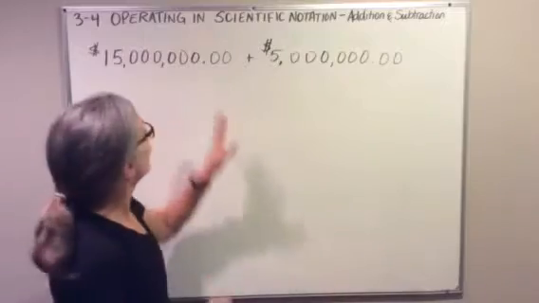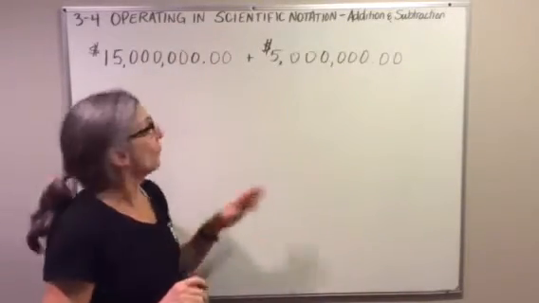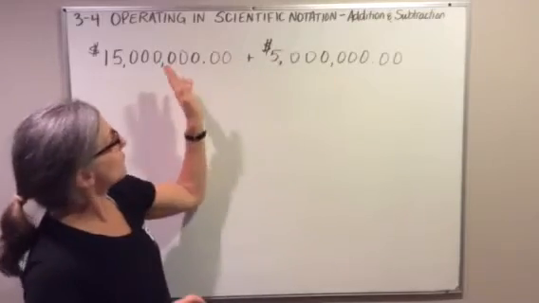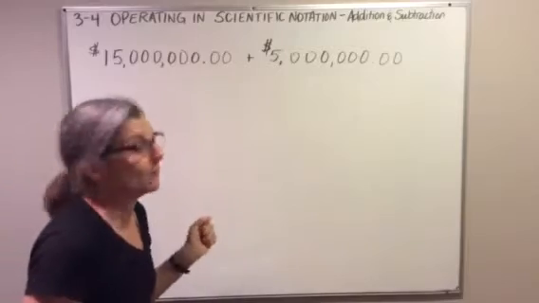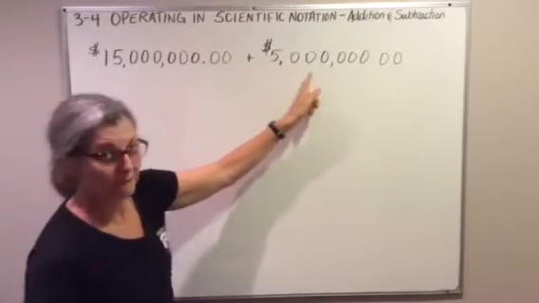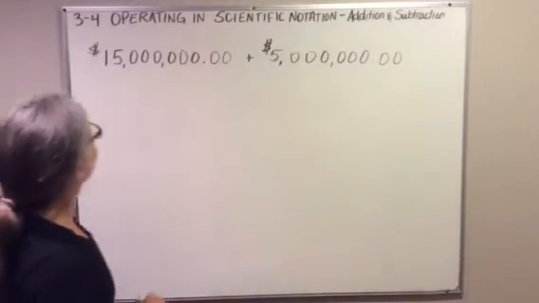I'm going to start out my lesson on operating with scientific notation, addition and subtraction, with an addition problem where I've got two great big numbers. I've got $15 million, sure wish that was mine, and I'm going to add to that $5 million. Wouldn't that be nice if we could be adding all that into our checking account?